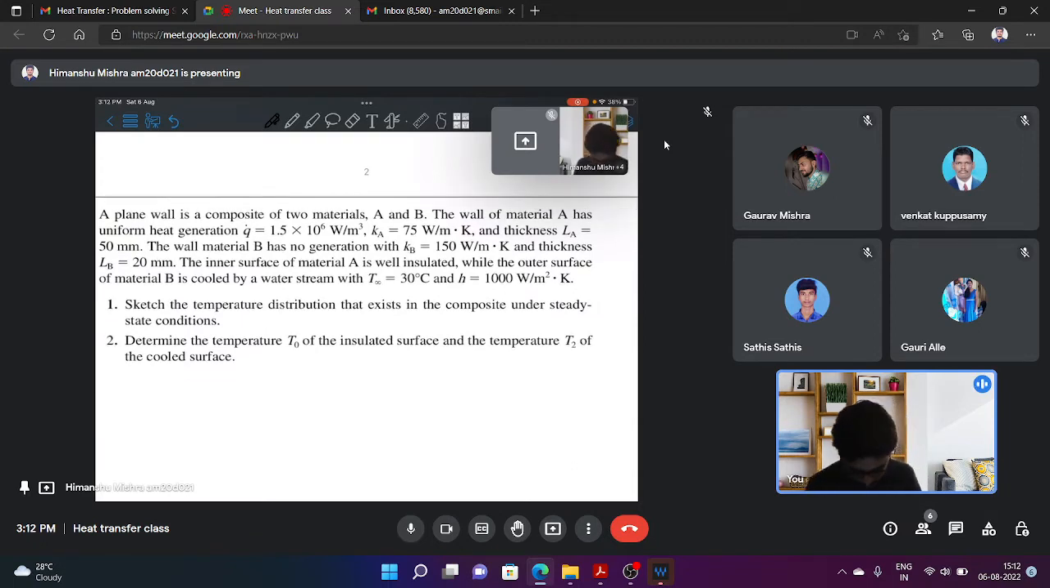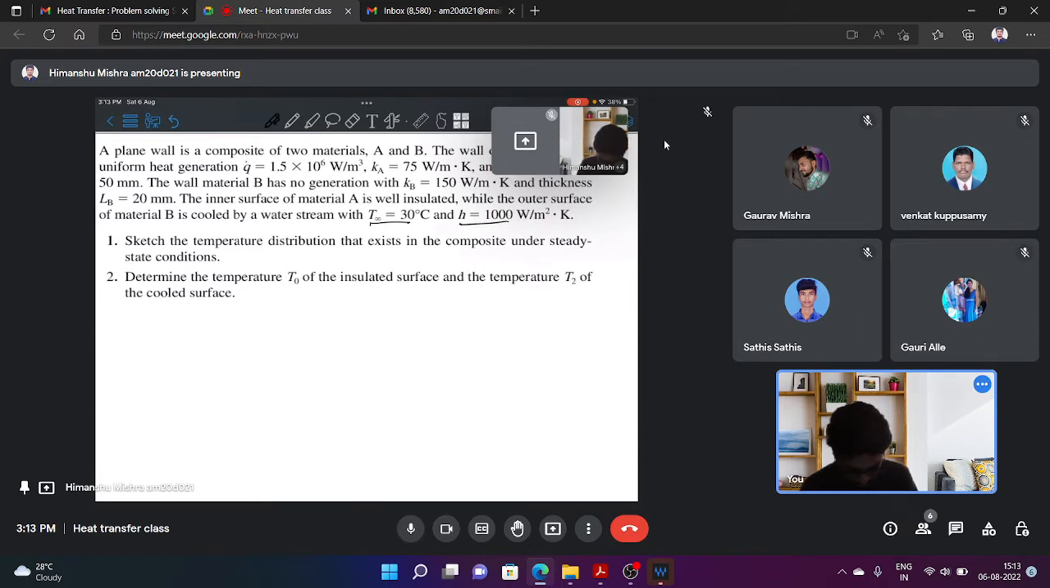In this problem, there is a plane wall, a composite of two materials A and B. The wall of material A has uniform heat generation, with a given thermal conductivity and thickness, and wall B has no heat generation, with specified thickness and thermal conductivity. The inner surface of material A is well insulated, while the outer surface of material B is cooled by a water stream at T infinity with some heat transfer coefficient. So we need to sketch the temperature distribution and to determine the temperature T naught.